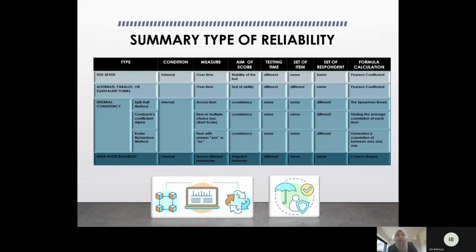I think this is my slide. I would like to summarize the types of reliability based on my understanding. Okay, there are 4 types: test-retest, alternate, internal consistency, and inter-rater.